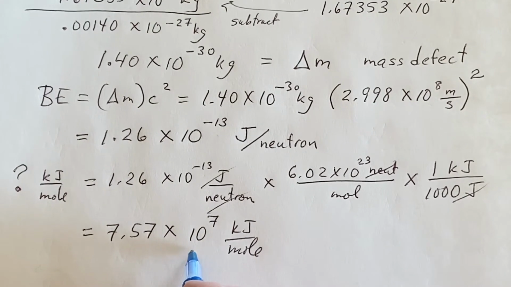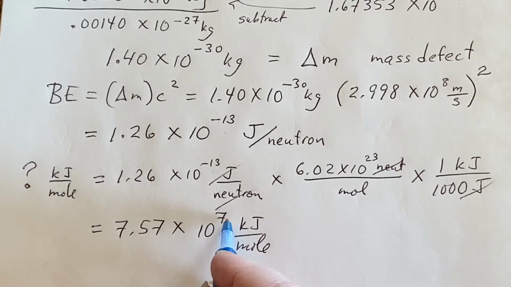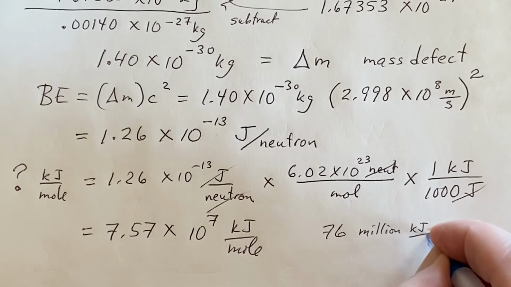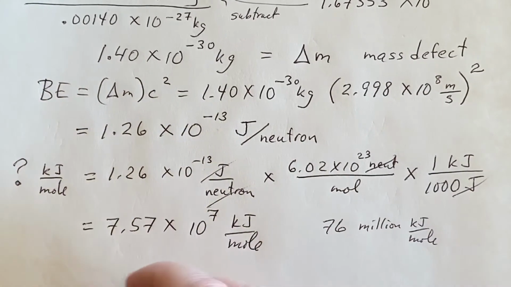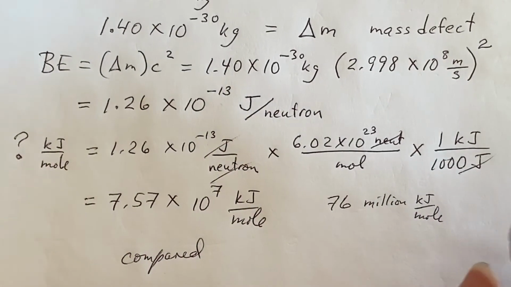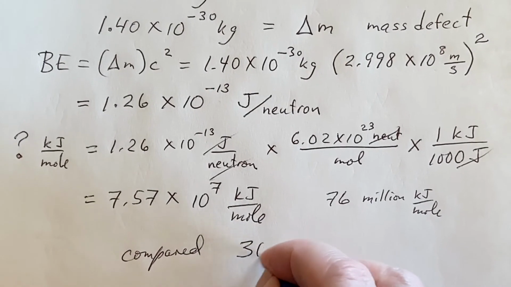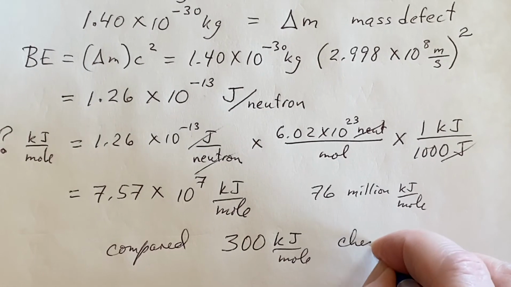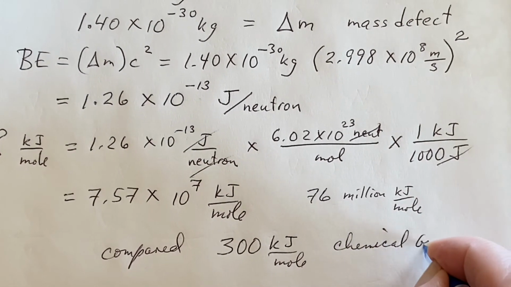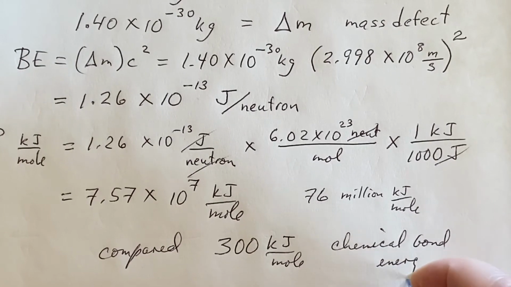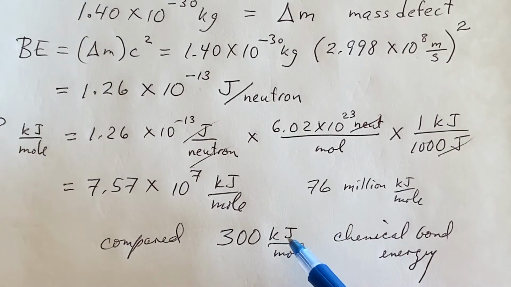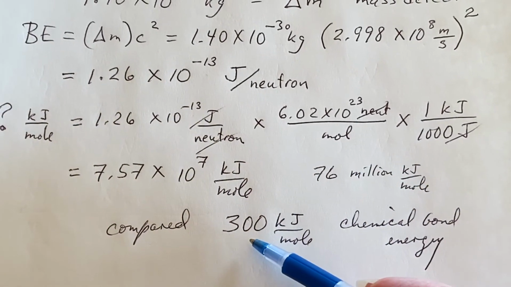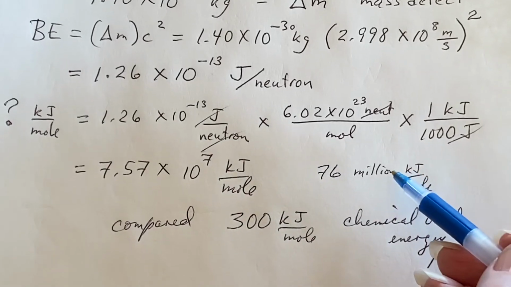Whoa. So this is like 75 million kilojoules per mole. Well, let's round it up, 76 million kilojoules per mole. And we can compare that to something in a bonding energy, maybe 300 kilojoules per mole for a chemical bond energy. So now we can understand why everybody gets all excited and says we should use nuclear energy. Look at the difference here. It's 2 times 10 to the 5th more energy coming out of this.